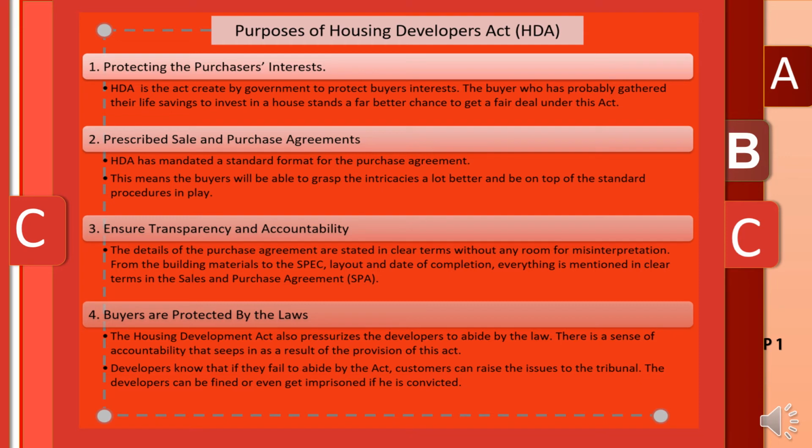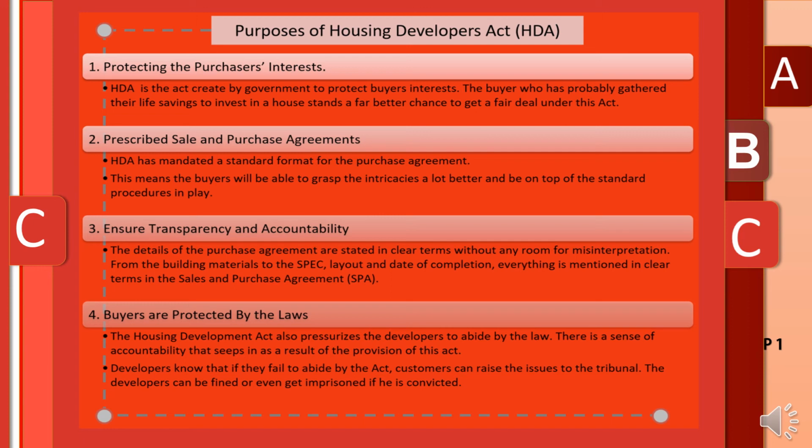So the first purpose of HDA is protecting the purchaser's interest. A majority of home buyers in Malaysia are first-time buyers without much understanding or exposure to the real estate world. As a result, the bargaining power that they exercise is far more limited compared to the developers, who are mostly veterans operating for years. So, to protect buyers' interests, the government came out with this HDA. This means the buyer, who has probably gathered their life savings to invest in a house, stands a far better chance of getting a fair deal under this act.